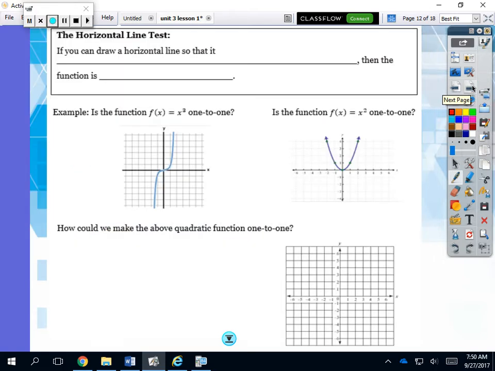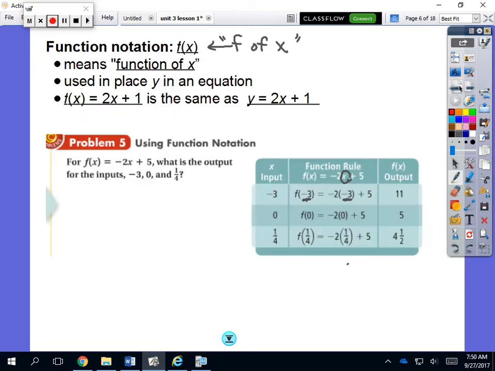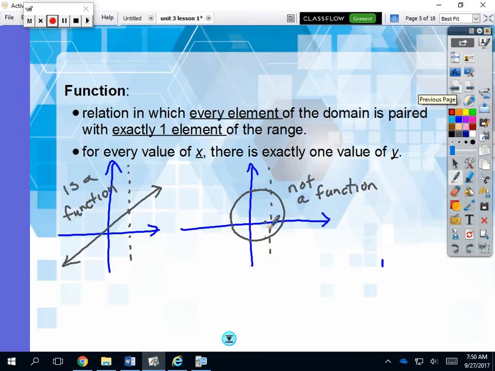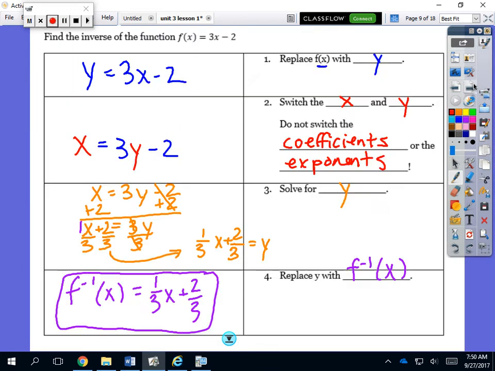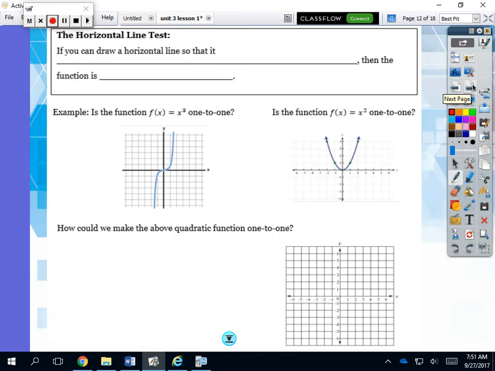So remember at the beginning of the lesson, we talked about the vertical line test. To tell if something is a function, we can use the vertical line test. So we looked at the circle, and that was not a function. Another one that might not be a function is a quadratic equation. So let's look at a couple of these. What I was going to talk about is the horizontal line test. It's kind of the opposite of the vertical line test.